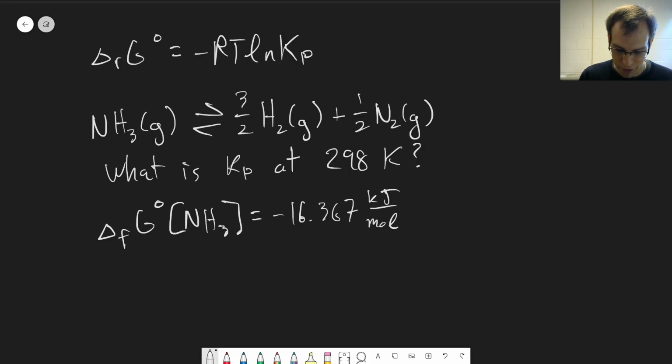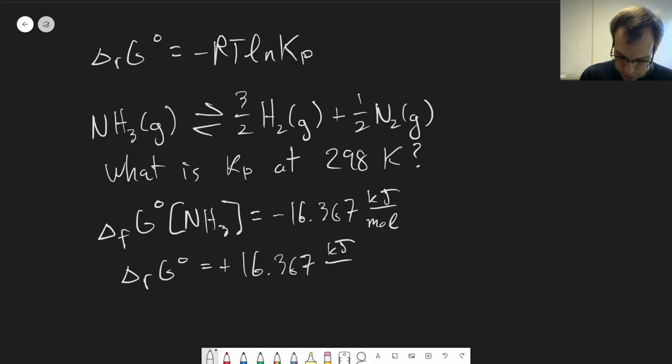of the formation reaction. The other way we can look at this is that the values for delta G f for our two products are equal to 0, since they're both elements. So we can say, okay, delta G naught for the reaction is positive 16.367 kilojoules per mole.